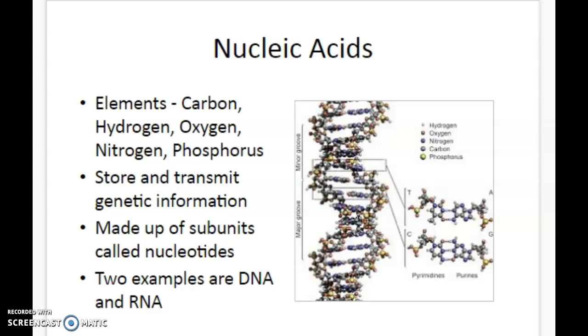And the smaller subunits or monomers for nucleic acids are called nucleotides. So an example of a nucleic acid, like I said, would be DNA and RNA. RNA, if you're not familiar with it, we'll talk more about that next semester.